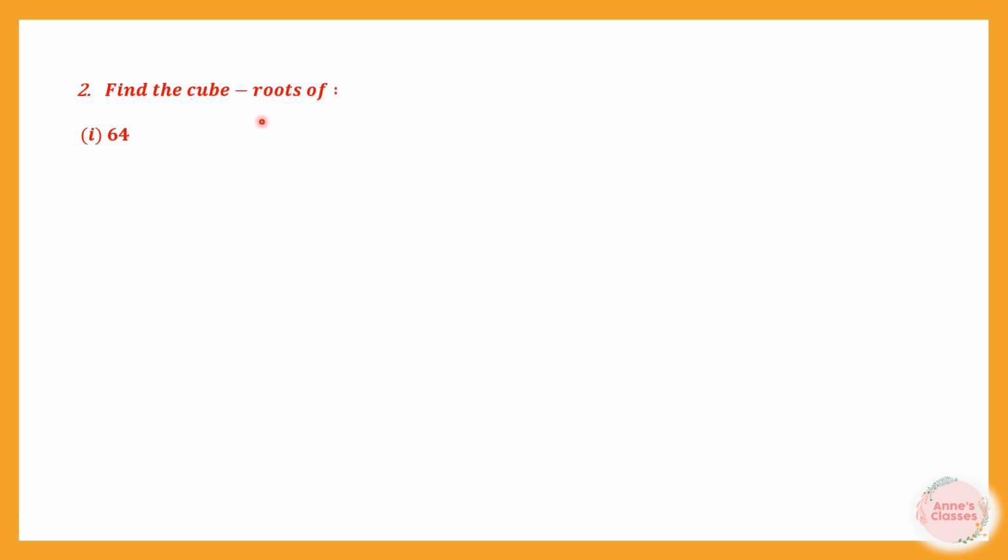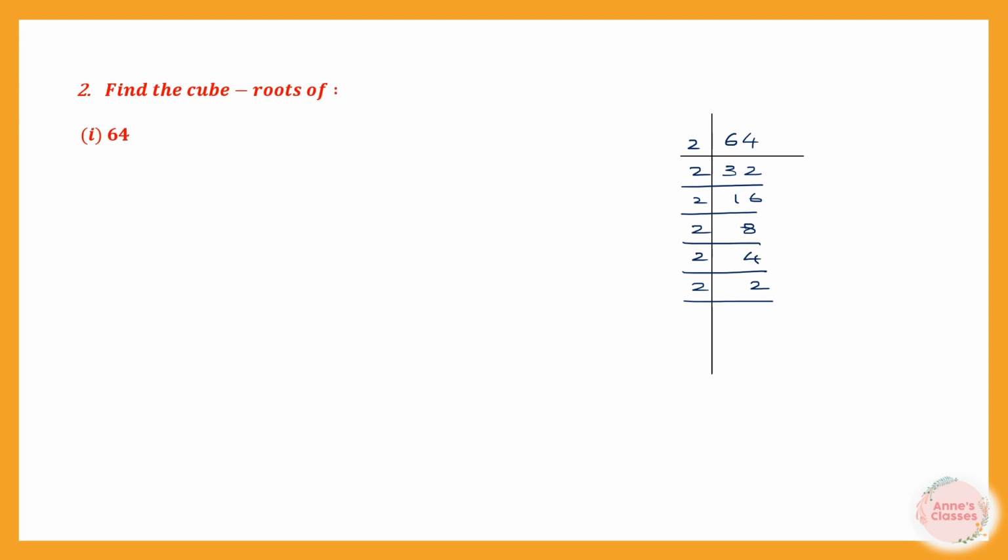Question 2. Find the cube roots of. First one is 64. Okay, so to find the cube root of numbers, there is a certain method. Let's follow all the steps. First one is to find the prime factors of 64. So we're going to find the prime factors of 64. Let's begin. So we have 64. Let's begin with 2. 2 into 32 is 64. Continue. 2 into 16. And then 2 8s are 16. 2 4s are 8. Continue. 2 2s are 4. And then 2 1s are 2.